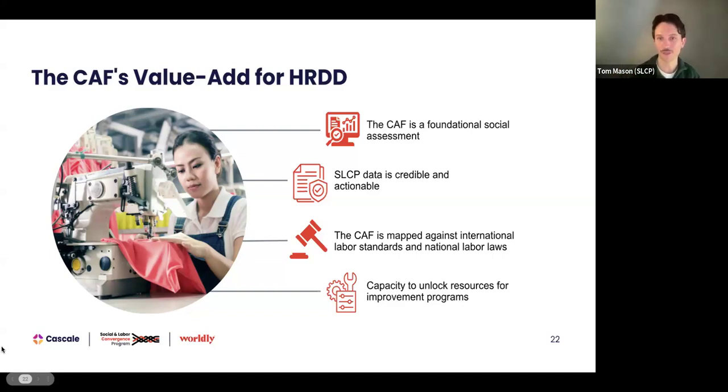So the first one is the CAF is a foundational social assessment. This is something that you need to implement in a facility to get a basic understanding of what type of risks or issues there are in the manufacturing stage of the supply chain. Then after this, you can take a risk-based approach to addressing issues depending on their level of severity and likelihood. The second is SLCP data is credible and it's actionable.